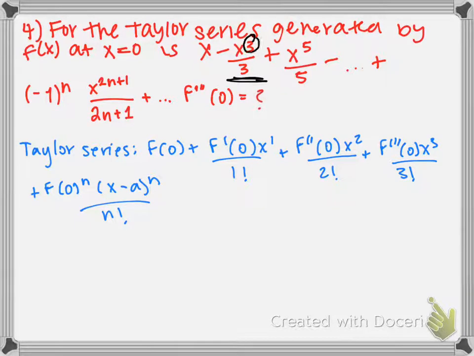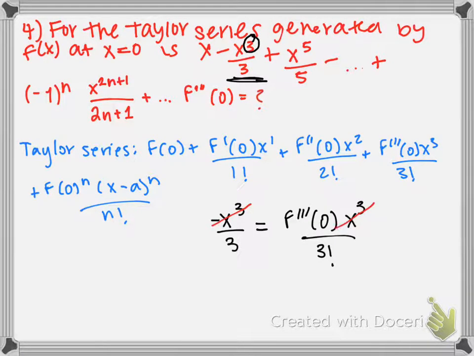So we set up x cubed over 3 equal to f triple prime 0 times x cubed over 3 factorial. Now we just have to solve for f triple prime 0. We know that the x cubed on both sides are going to cancel out, and that leaves us with f triple prime of 0 over 3 factorial equals negative 1/3.